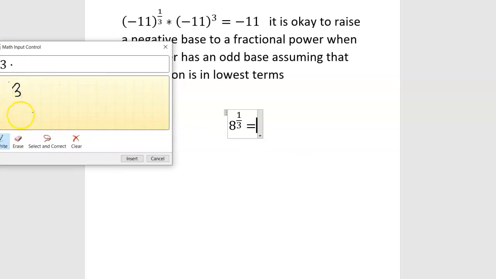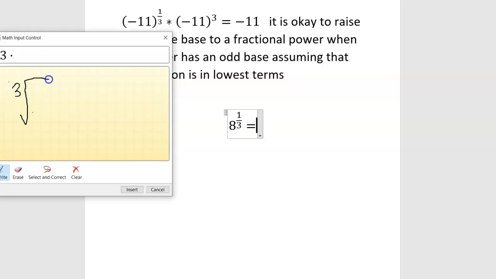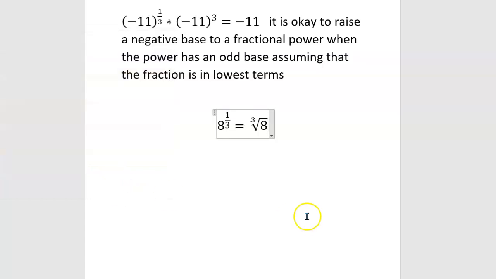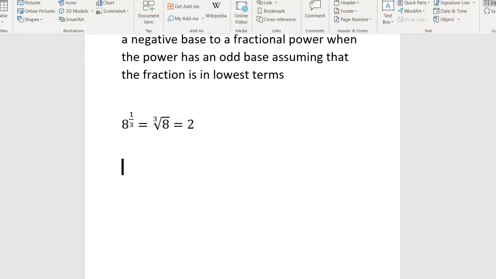So if I do the cube root of 8, let me insert that in. So there's the cube root of 8. And of course that's 2, right? Usually there's a palette, but let me go to insert again.